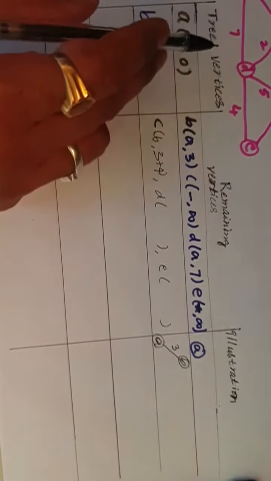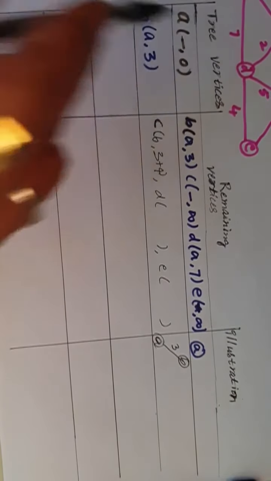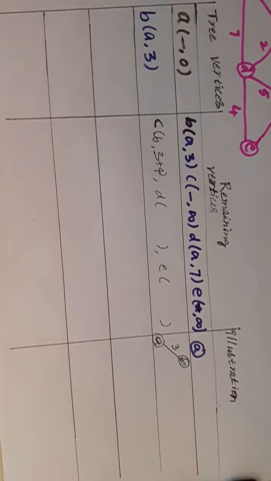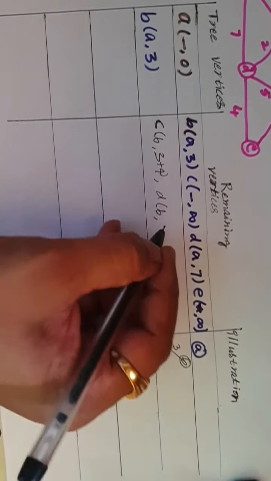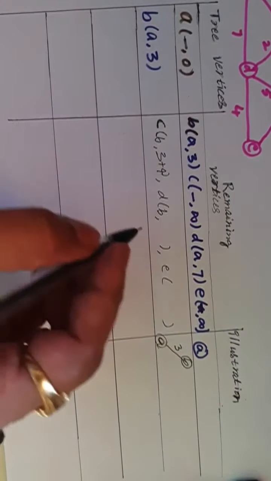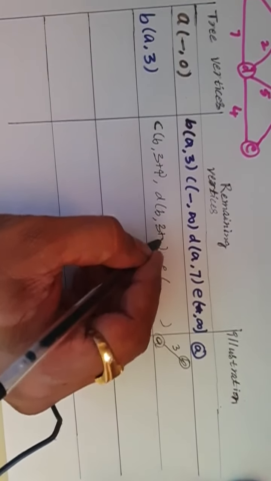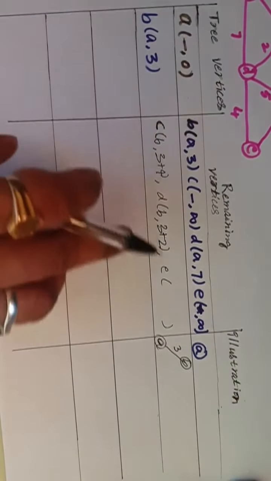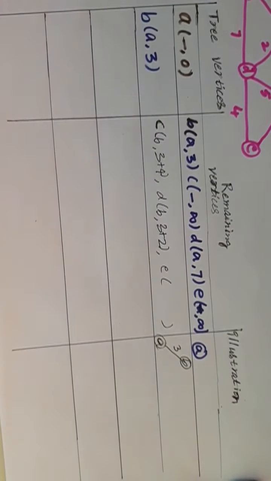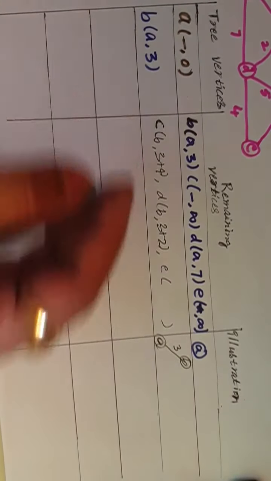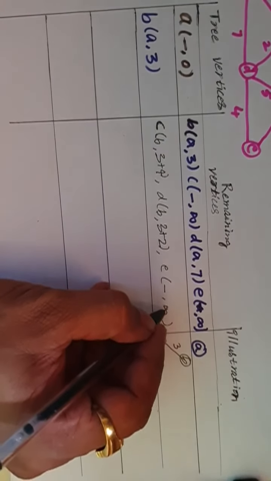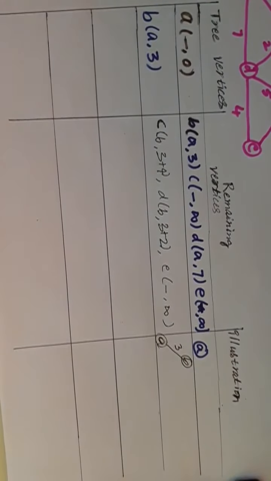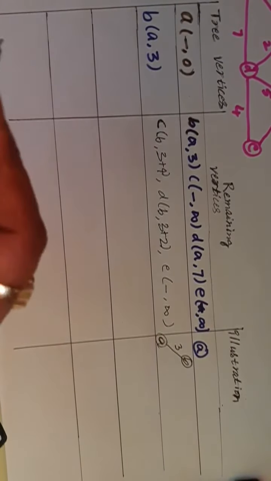Can I reach a from d? Yes, it's possible through b. So b comma, and its cost will be 3 plus 2. Still we can't reach a from e, so it is null and infinity only. Okay, now repeat the same steps.